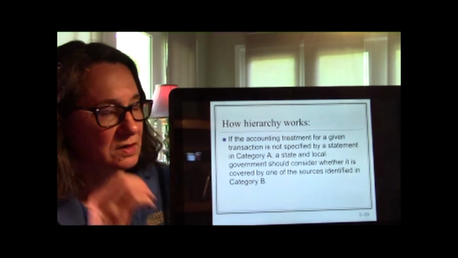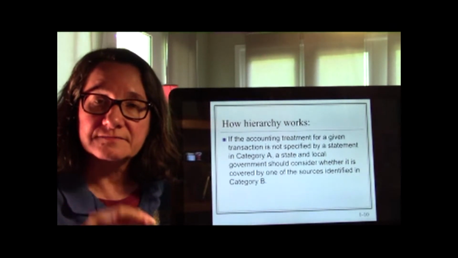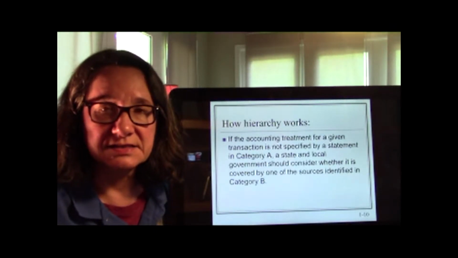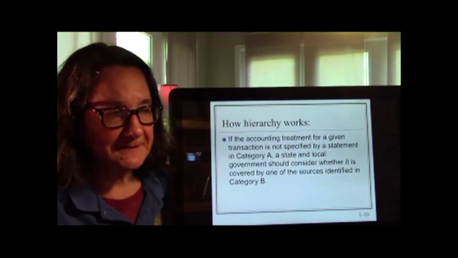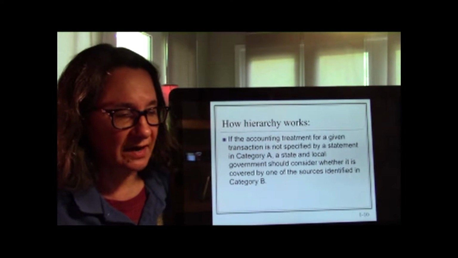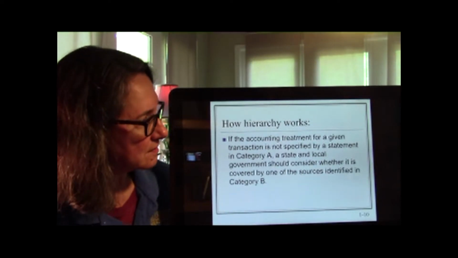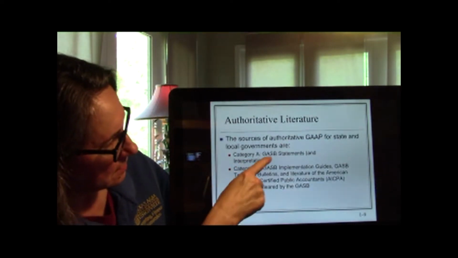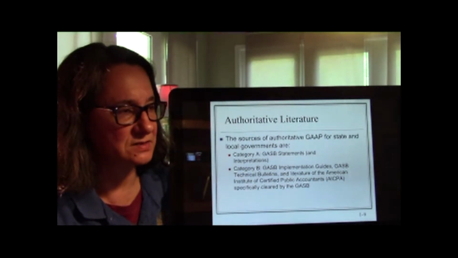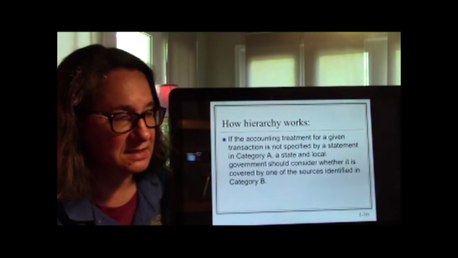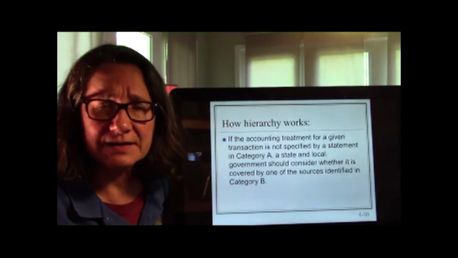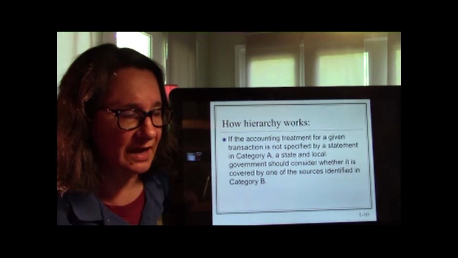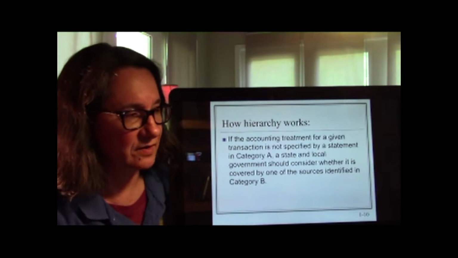So here's how it works. If you're the accountant for, say, a city or a state entity, you're doing some accounting there, and you're not sure about how this rule works, first of all, you go to Category A, which are the GASB statements and interpretations. If not, right, it's not there, this is a new special kind of entity, it's really not talked about there, well then you can go to Category B and see if you can figure it out from there.